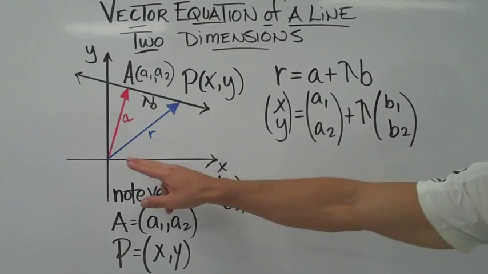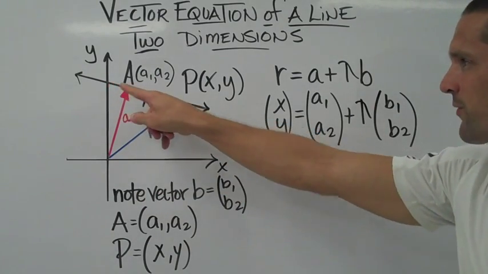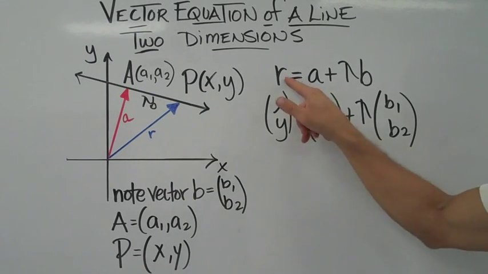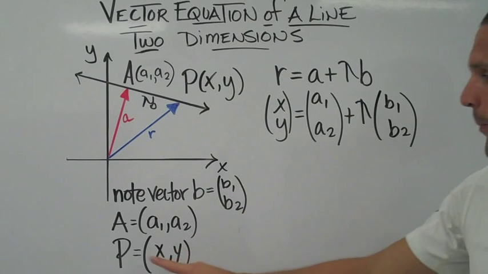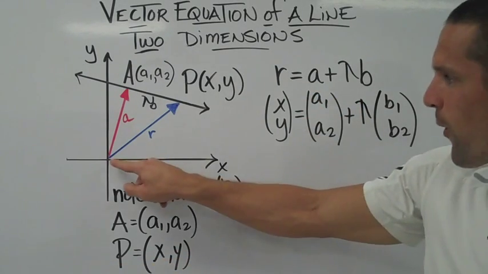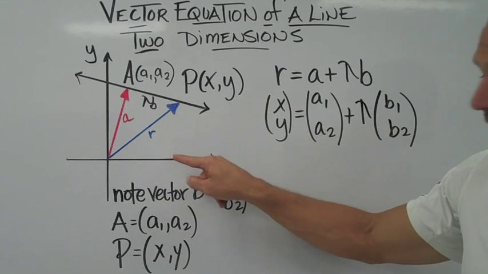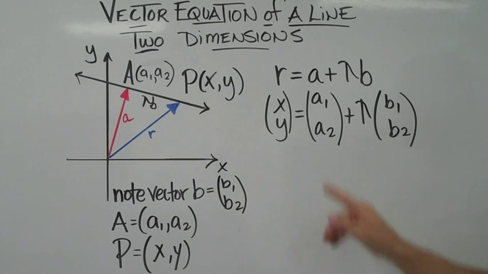Well, I can see that this is important. Vector R is simply vector A plus vector lambda B. Well, what is vector R? It's a position vector. Notice that I changed from point P is x comma y to vector R, which says go over x, that's my x vector, and then up y, which is my y vector.